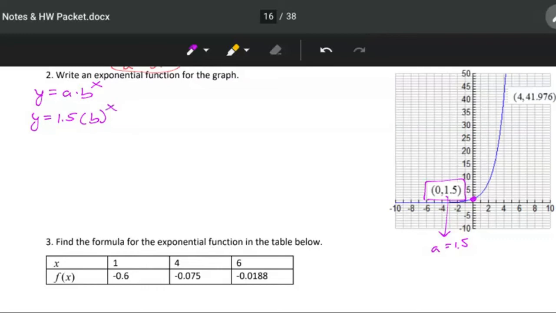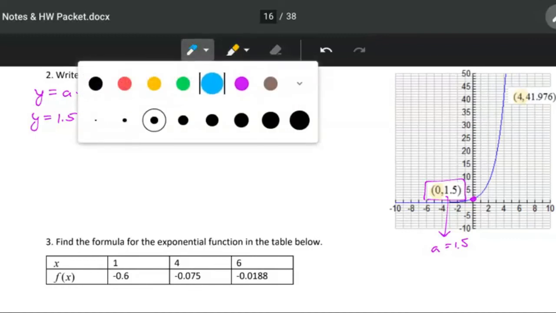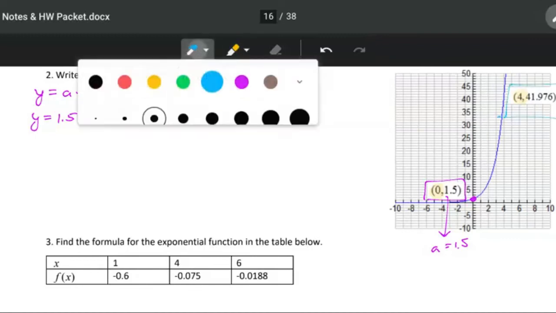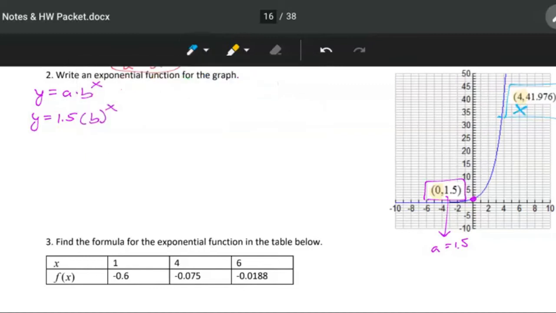All right, we cannot use a shortcut to find b in this case. Our points are not successive. If you look at the x's, it goes from 0 to 4. Those are not right in a row. So we cannot just divide the y values to get b. But what we can do is use our other point up here and plug that in for our x and our y, and we can solve for b.